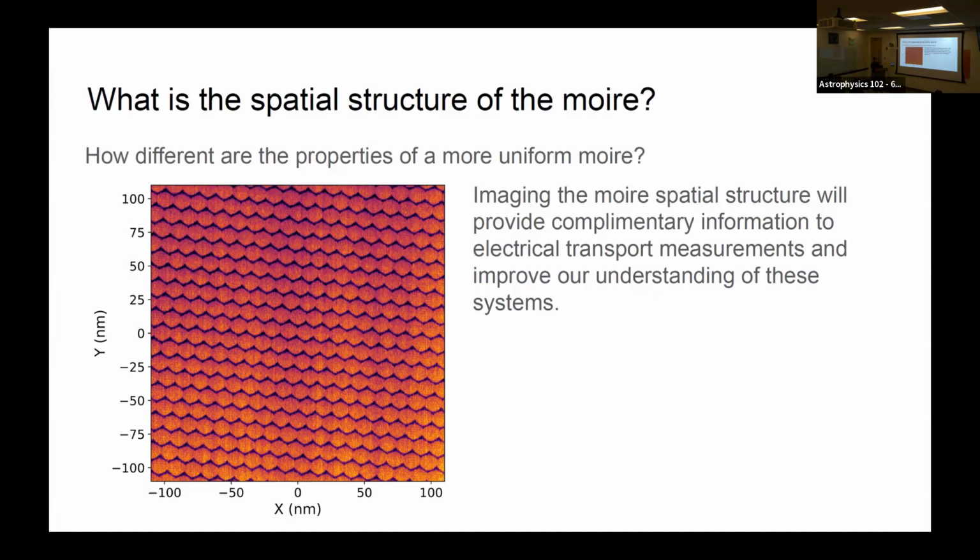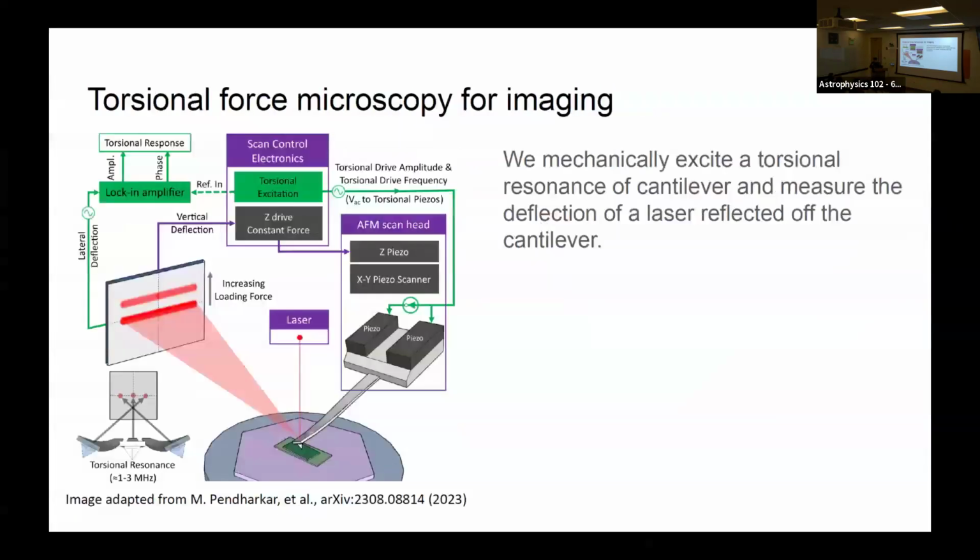And so I guess I started showing you these images. These are images that Mihir and I acquired over the last year. So I'll just now quickly go back to the concept of cortical force microscopy for imaging. This image is adapted from a paper that was recently accepted in the National Academy of Science.